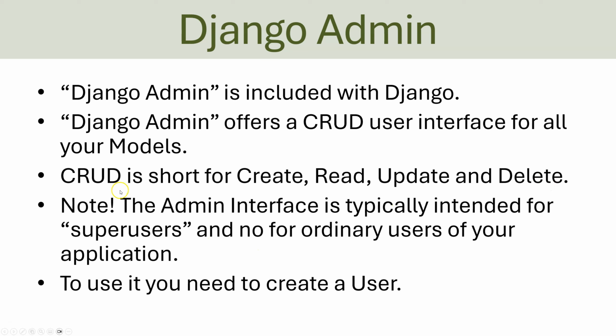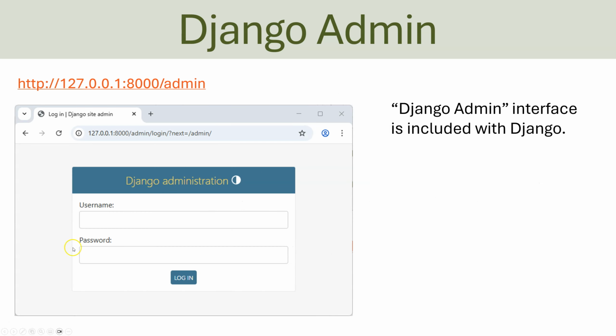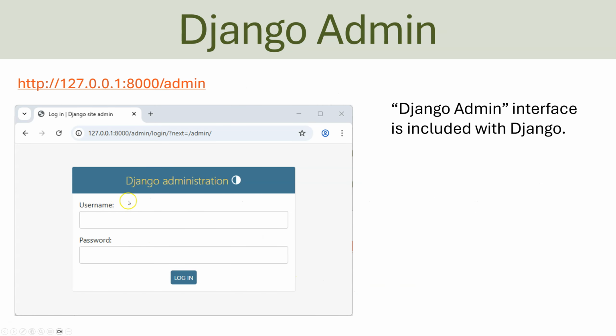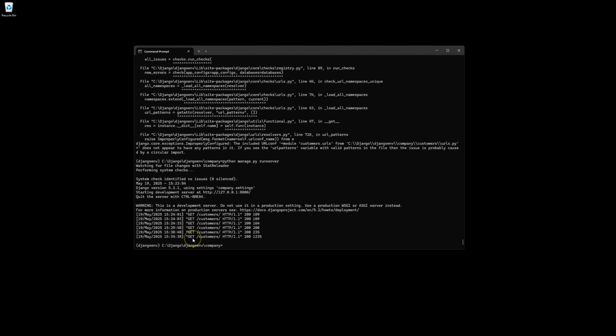Typically we use this Django Admin not for ordinary users of your application, but for super users. And in order to start using it, you need to create this username and password in order to get access to it. So let's see how we can create a new user and get access to this Django Admin interface. In order to create a new super user, we go back to the command prompt where we do most of the configuration.